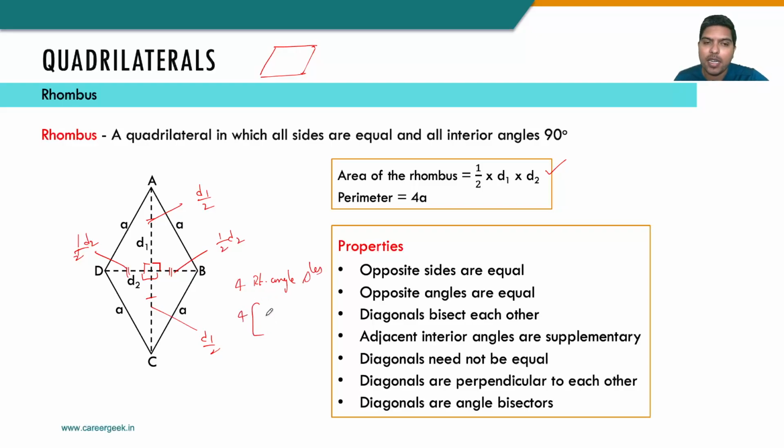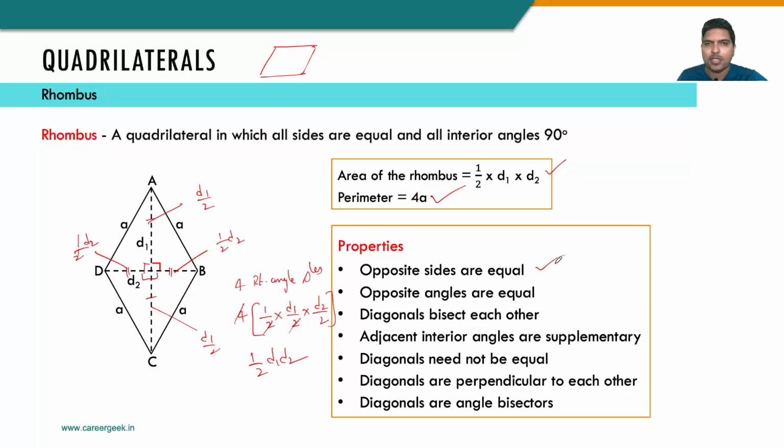Now, what is the area of one right angle triangle? Any one you take, the legs are half of D1 and half of D2. So half into base into height. The leg is D1 by 2 and the other leg is D2 by 2. So if you cancel this, what you get is half D1 D2. That is how the area of the rhombus came to half D1 D2. Perimeter is same as square. Again, the derivation is not important. This is just for your convenience or the feel good factor, like how it came, but important is that you remember the formula.